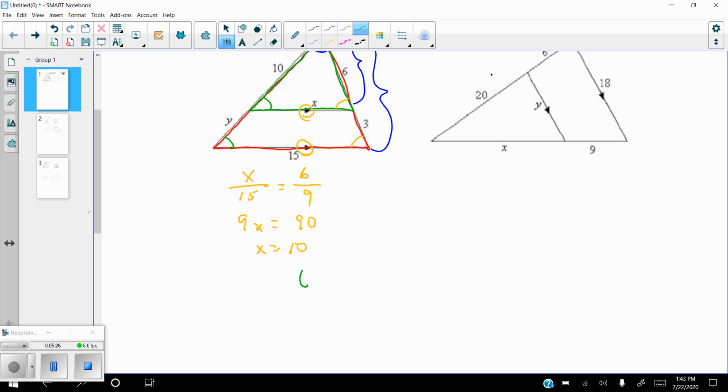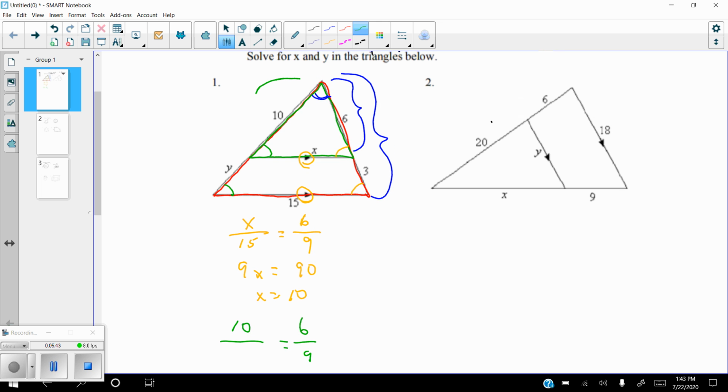The entire right side is proportional, 6 over 9. The entire left side, however, is a little bit different. The smaller triangle's piece is 10. The larger piece is the entire left-hand side added up, so it's all of that, which is 10 plus y.